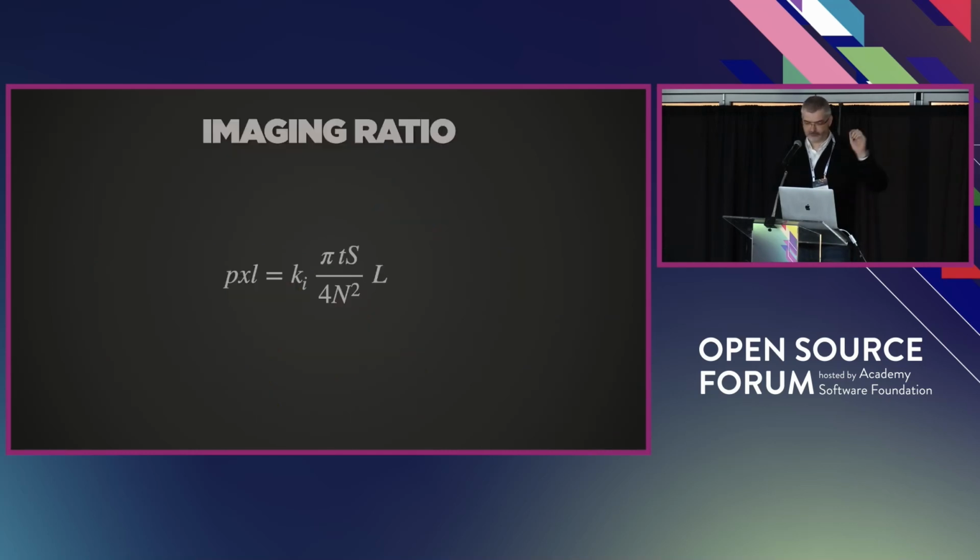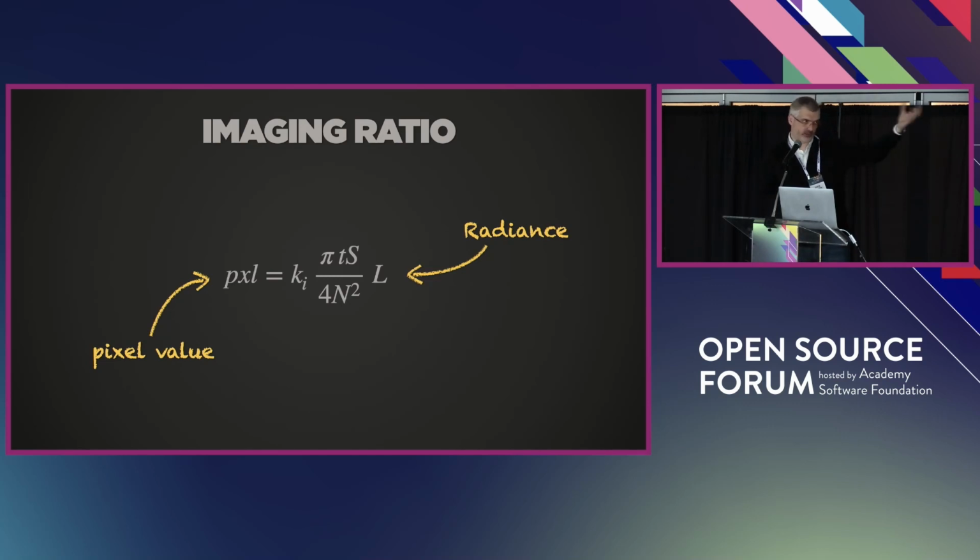So first equation, imaging ratio. This thing called Ki. You have a pixel value, you're trying to determine what to write in your pixel. You have radiance coming to you. That is how much energy is flowing to a ray of light that's coming onto the film back. And you want something that behaves like a camera.